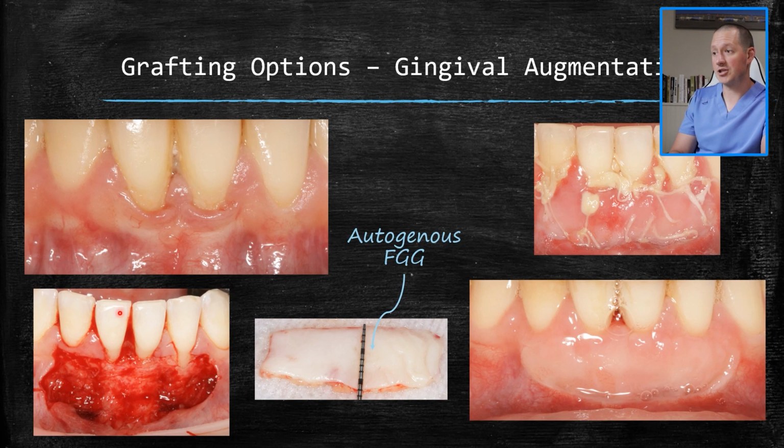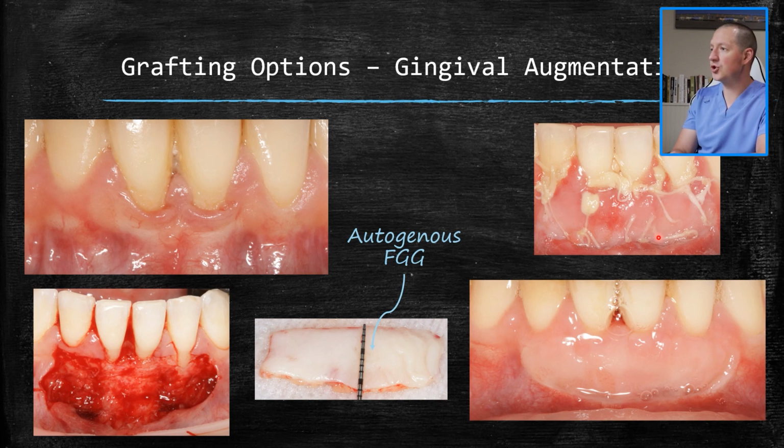So I harvested a free gingival graft from the roof of the mouth here, just over 10 millimeters wide, and I believe it was about 28 millimeters in length. Sutured it to the gum tissue over the soft tissue bed that we created here. The soft tissue bed was split thickness, so it has blood vessels to nourish the graft.